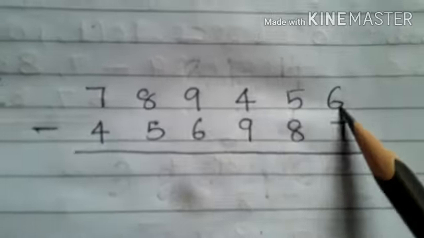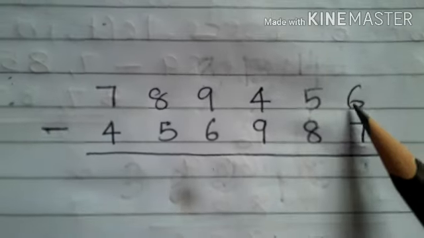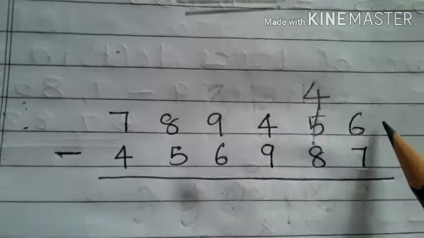Subtract these two numbers. In ones place 6, 7. 7 cannot be subtracted from 6. So we borrow 1 from here. 5 becomes 4 and 6 becomes 16. 16 minus 7 is 9. 8 cannot be subtracted from 4. So we borrow 1 from here. 4 becomes 3 and here becomes 14. 14 minus 8 is 6.